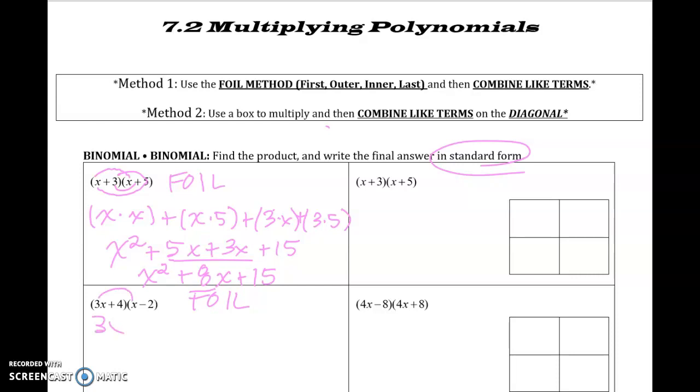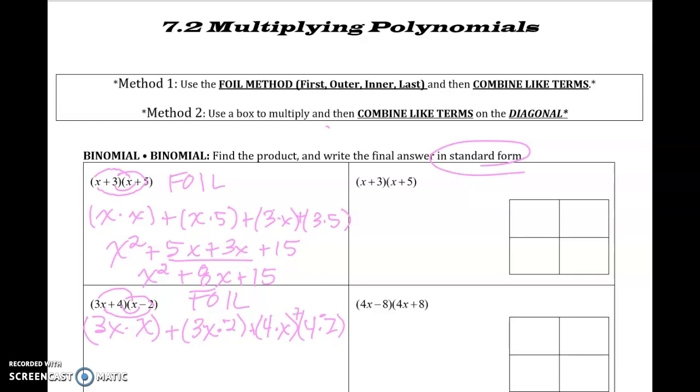So we have 3x times x for our first. Our outers, watch your signs here. It's 3x times negative 2. Our inners is 4 times x. And then our two last terms is 4 times negative 2. It's a negative there, and of course you need an addition sign between there.